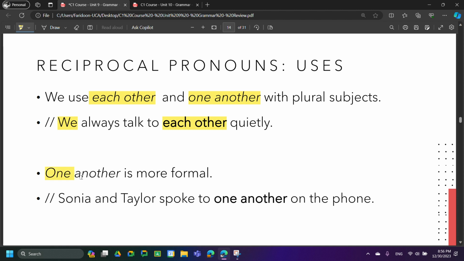And just to note, "one another" is a bit more formal than "each other." Sonia and Taylor spoke to one another on the phone. So when you say "spoke to one another," it means the same thing, but it's just a bit more formal.